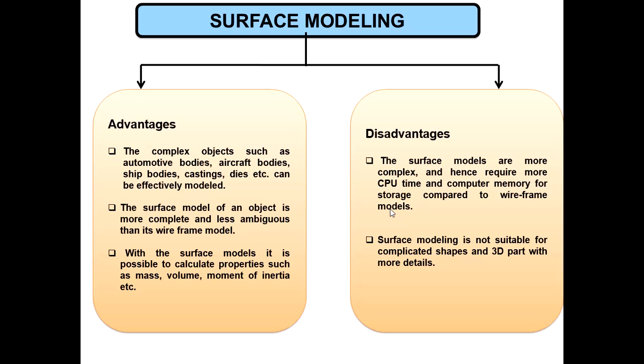When the object is very complicated, like a 3D part with details, the representation of the object will be very difficult with the surface model, and we have only one alternative, that is solid modeling. Surface modeling is accepted up to some limit, but beyond that, when the object is very complicated, it is very difficult to represent the object with the help of surface modeling.